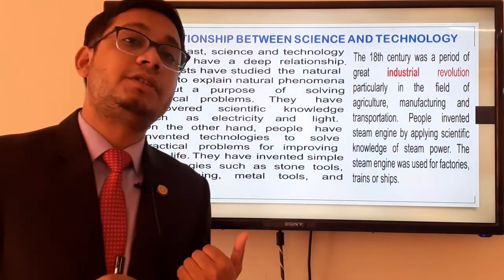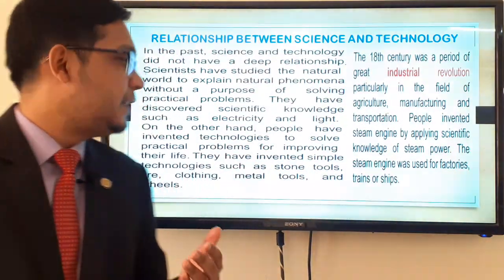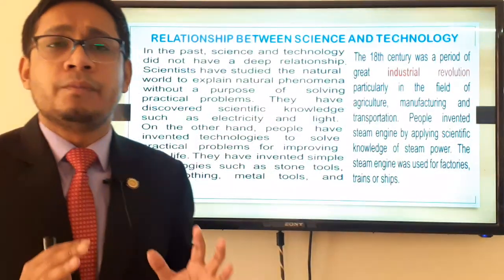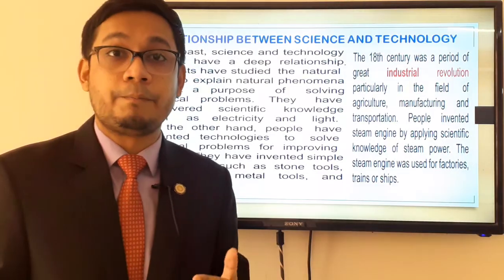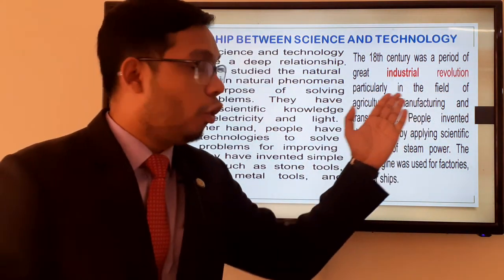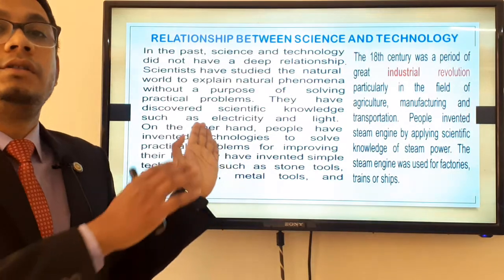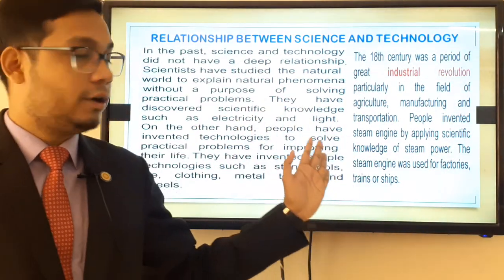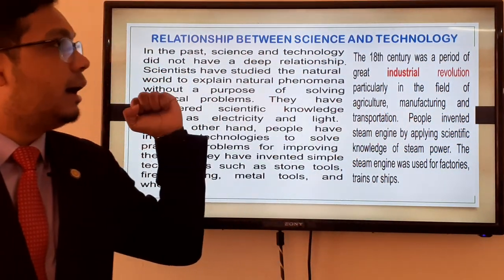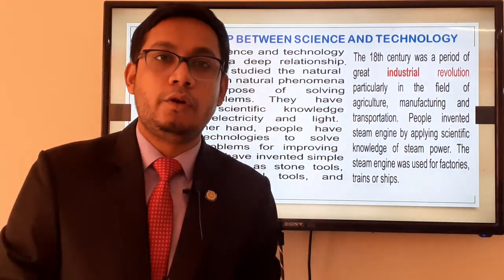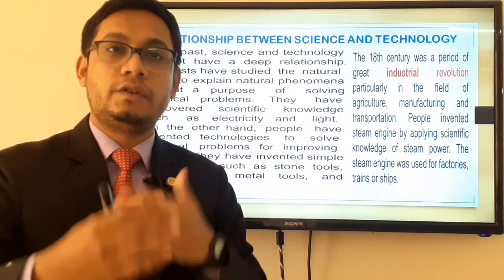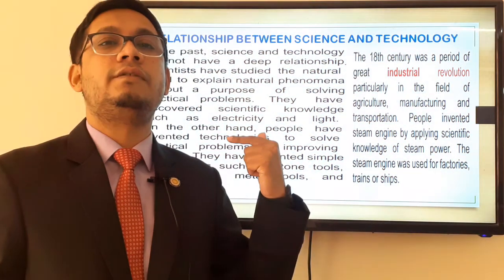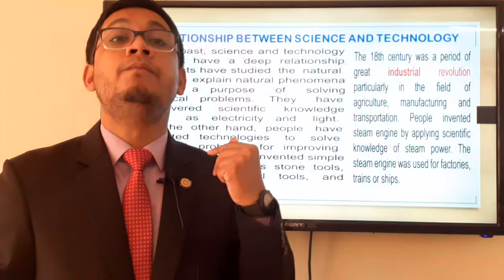So in the primitive stage, what were the technologies? The technologies were stone, then fire, then different types of metal tools. But when did the industrial revolution occur? After that, people invented different types of technology with the help of scientific knowledge. So we can easily understand that after the 18th century industrial revolution, technology developed all over the world, in the agriculture sector, the manufacturing sector and the transport sector.